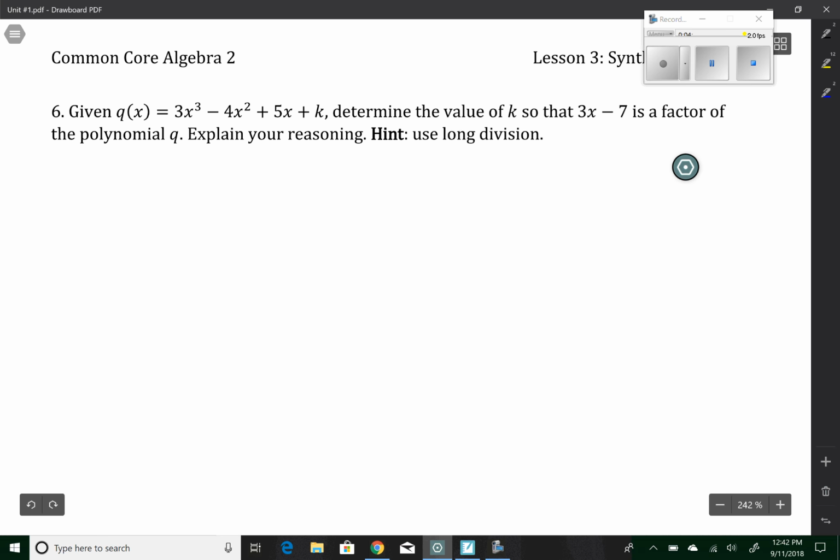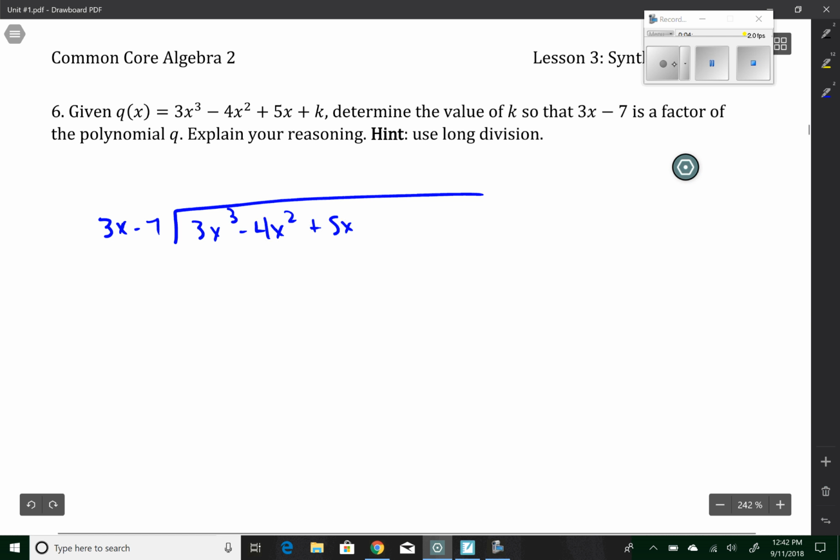Number 6, if we divide this out, I'm going to do long division here. Nothing's really different. If you read the question, they're just asking you to do long division and figure out what k is going to be. So what do we multiply by 3x to make 3x cubed? It would be x squared. This becomes a minus, this becomes a plus. These cancel, and we're left with 3x squared plus 5x.